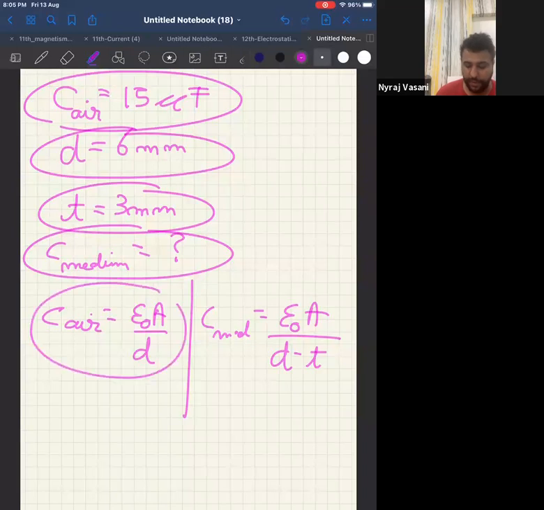So capacitance of air formula is this. Capacitance of medium formula is this. This is the main task you're supposed to do in identifying which two formulae I need to use. Now tell me, can I divide C of medium by C of air or C of air by C of medium? Tell me, what should I do?